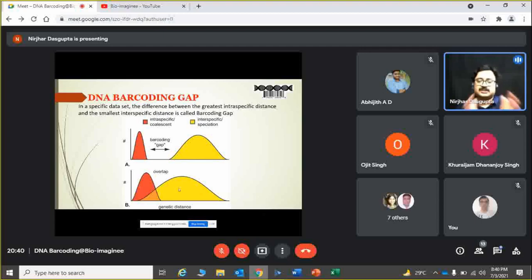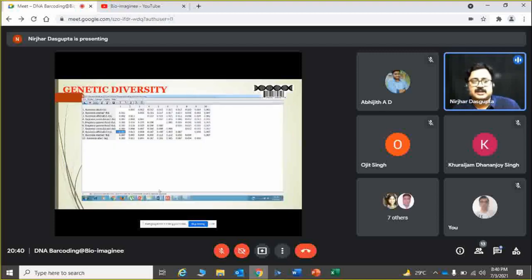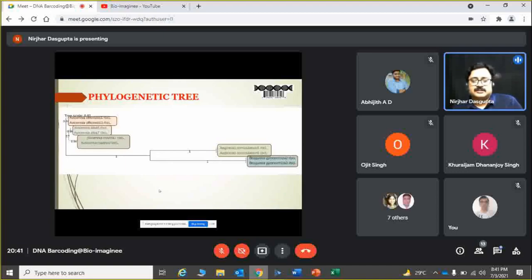After all the studies you do, you have to find out whether this particular gap is present or not. If it is present, then you can use that particular gene or locus, or combination of gene loci, as the barcoding marker. But if there is an overlap, then you cannot use it. Okay, and this is a representative diagram of the multiple sequence alignment and genetic diversity study that you have to do. And this is the phylogenetic tree.